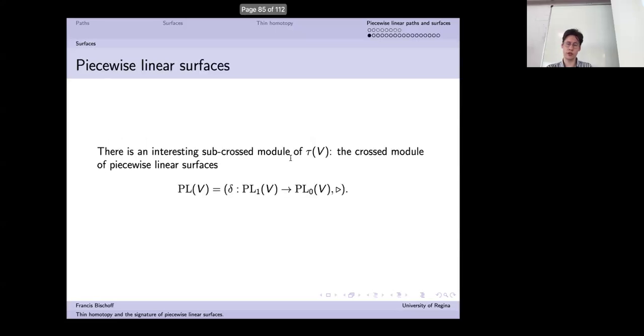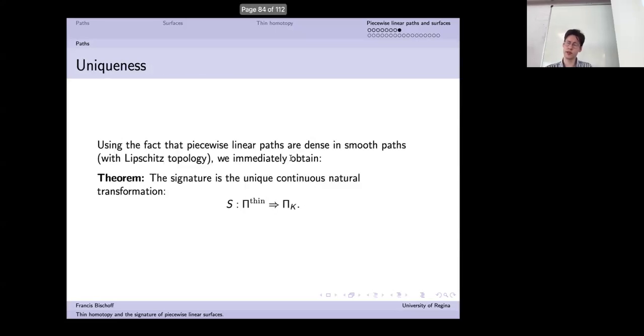So I'm going to now move to piecewise linear surfaces. The part about paths is meant to be a warm-up. So what is it about PL paths that is providing you with this alternative, much simpler definition of the signature? It's the universal property that I mentioned. Which one?